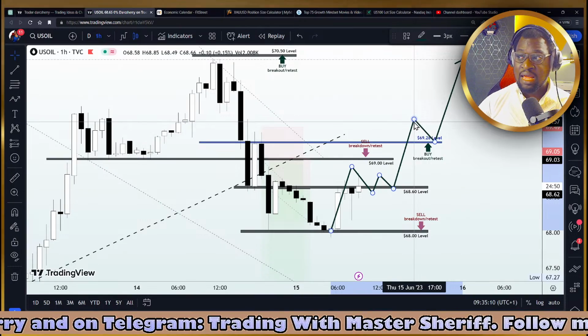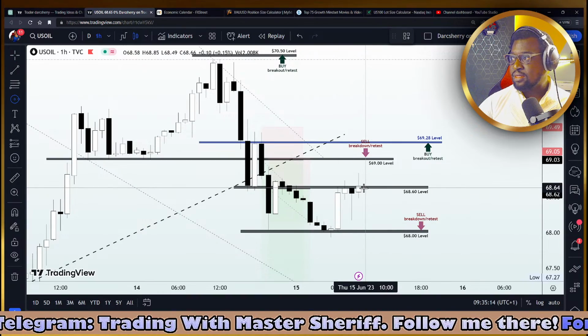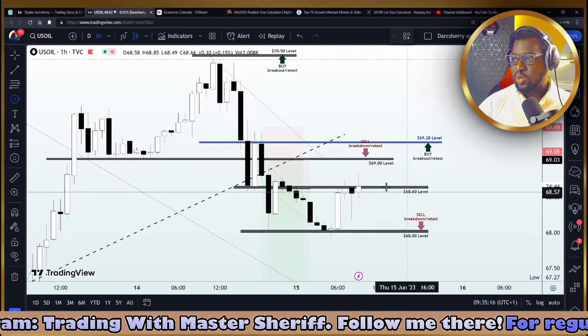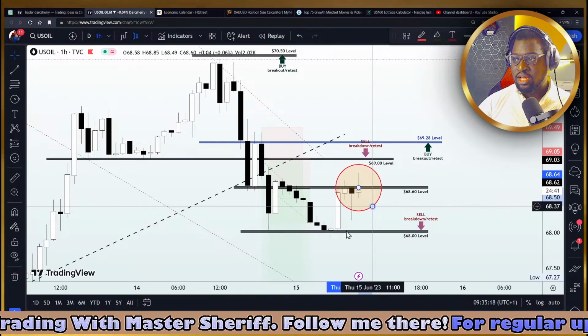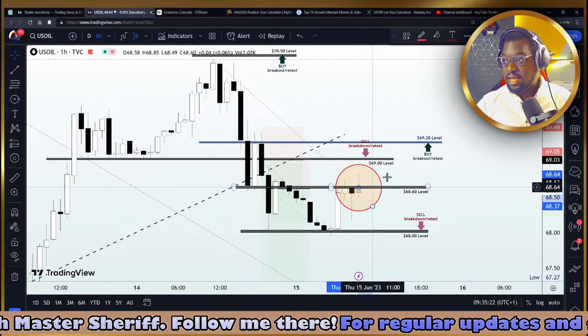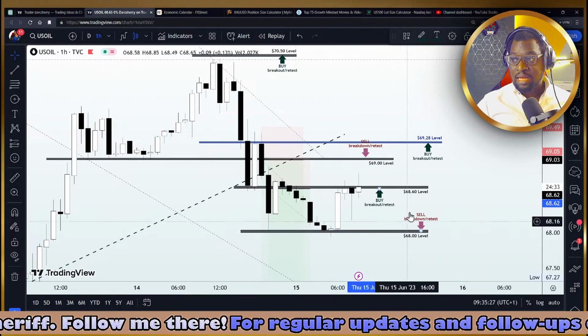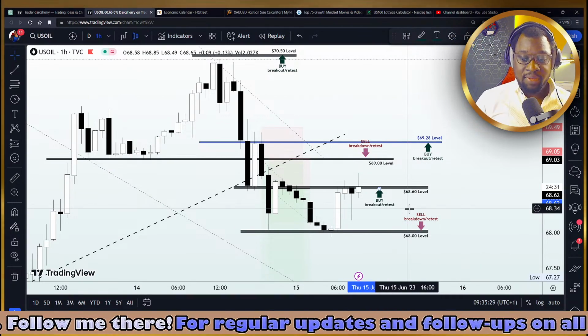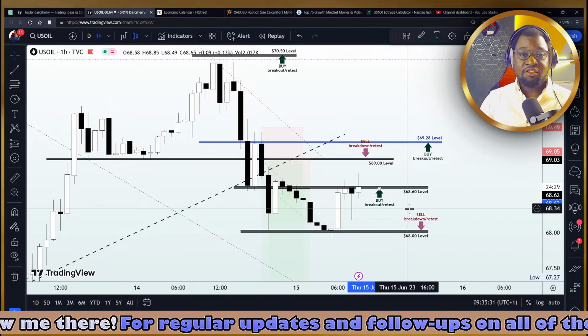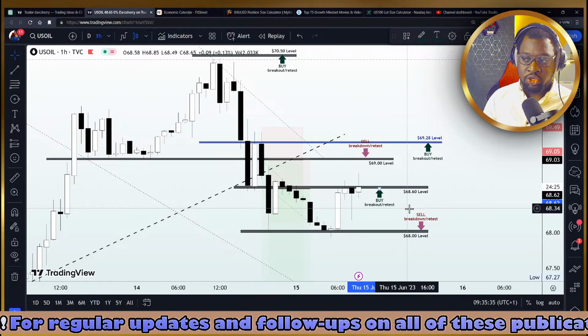So let's remain patient and wait for this candle that is currently running right now. I think it still has about 24 minutes to go on this one. So we are going to wait and see how price action will be reacting to this level to decide what our next line of action will be. And trust me, I'm going to be with you in the comment section of both my TradingView and Telegram platform to give you updates as at when due.